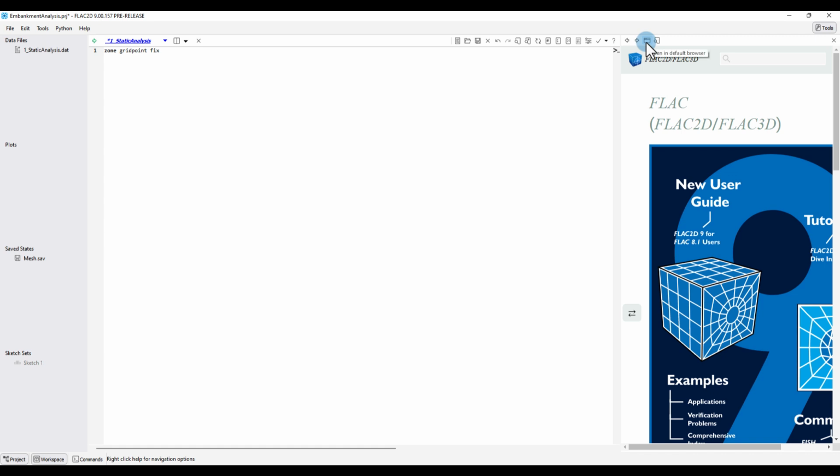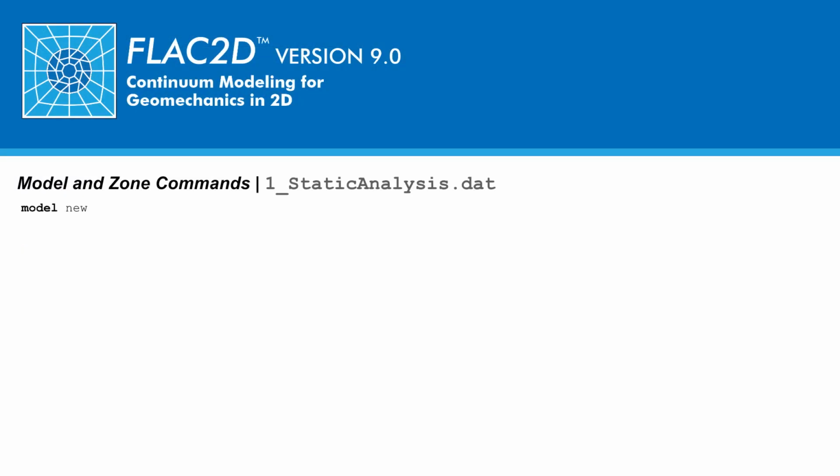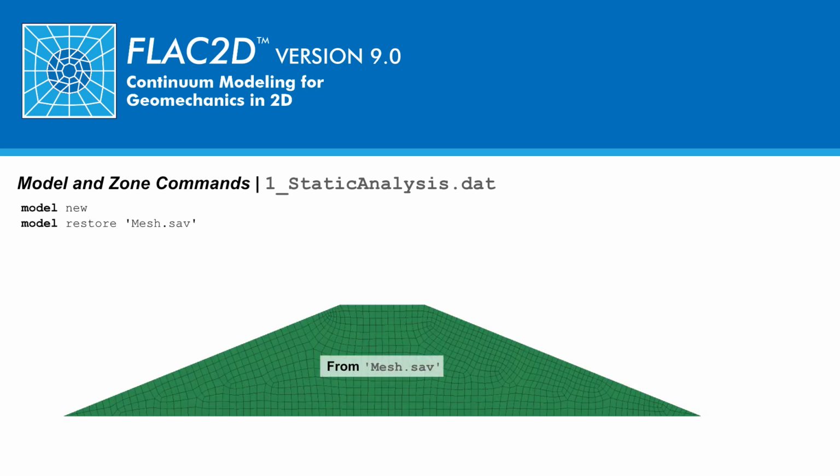Now it is time to place the FLAC2D commands in the data file 1_static analysis to calculate the total stresses in the embankment due to gravity. These commands will be presented next with customized syntax highlighting and figures to help connect FLAC2D commands to the analysis problem. The first command, model new, will ensure that this analysis is beginning with a new model. With a new model, we now restore the numerical mesh created using the sketch tool with the command model restore mesh. This analysis will be configured for mechanical and fluid flow calculations, with the latter option specified using the model configure fluid command.